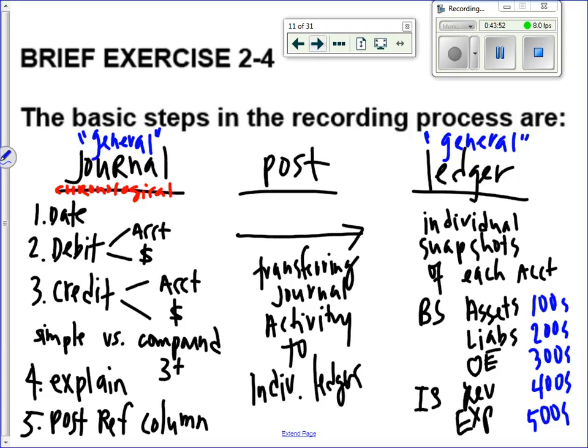Then from this ledger, we bring the account number down back to the journal as a post reference.